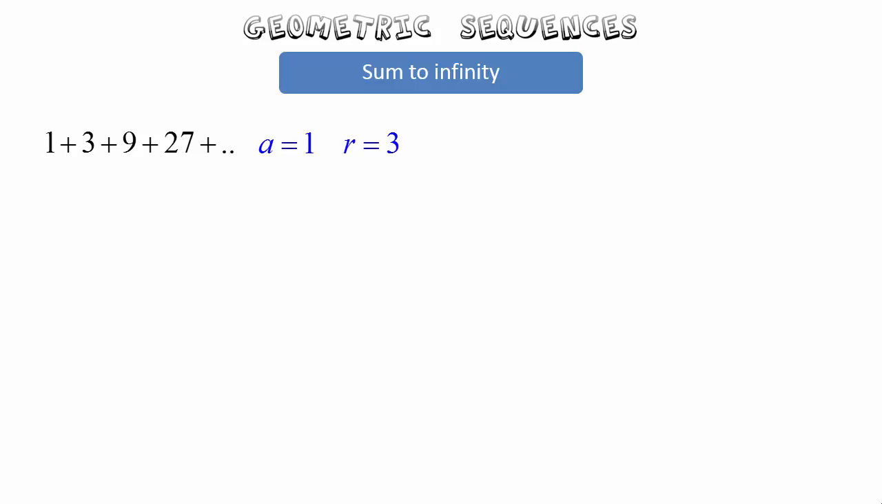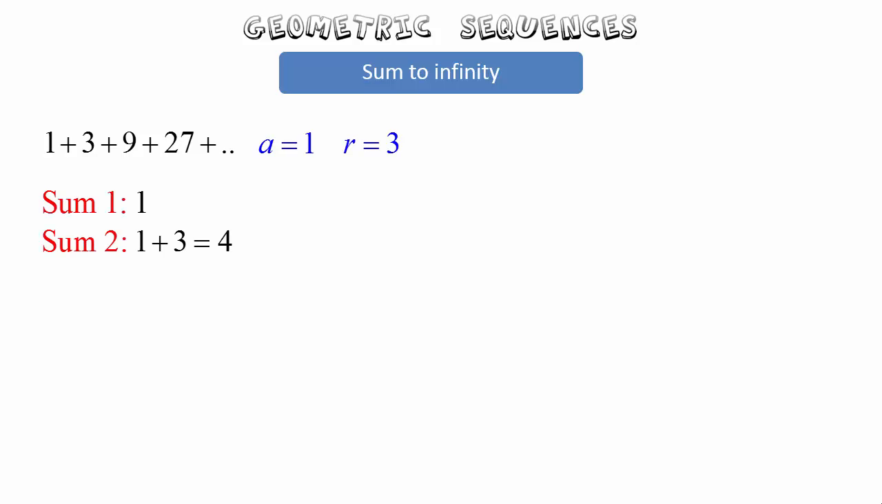What about if we want to sum the terms to infinity? Does that make sense? Look at this geometric series. 1 plus 3 plus 9 plus 27 plus and so on. What if we kept adding those terms forever? Well, we know a equals 1 and the common ratio is 3.